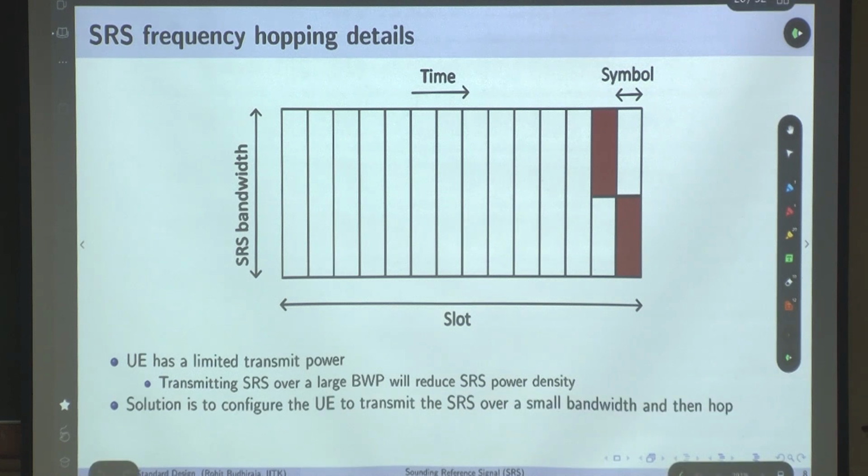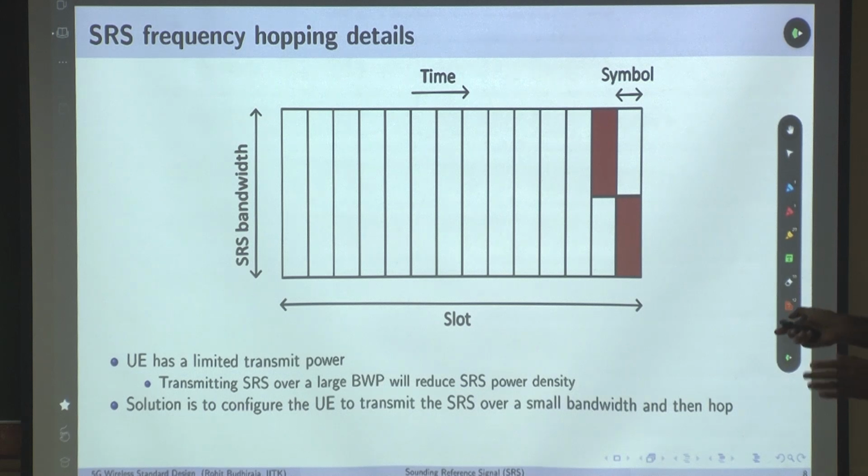So what is the solution? The solution is to configure the UE to transmit the SRS over a small bandwidth and then hop. If this is the complete bandwidth part, how will the base station configure the SRS? It will say in this symbol, transmit the SRS in this part of the bandwidth part, and then hop, which means change the frequency, and transmit in this other part of the bandwidth. So this happens in one OFDM symbol, and that happens in another OFDM symbol.